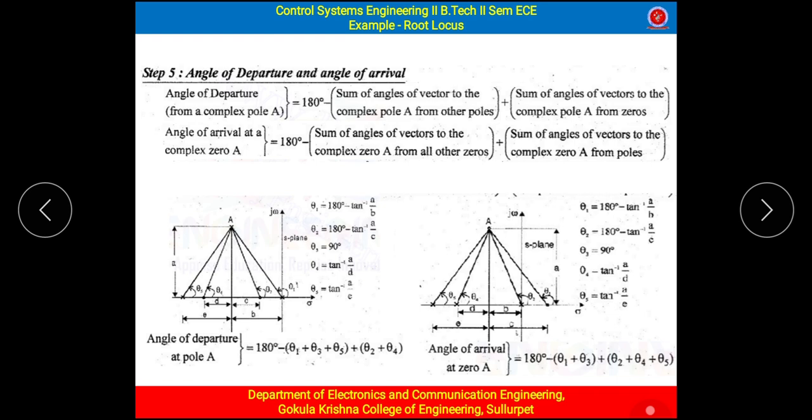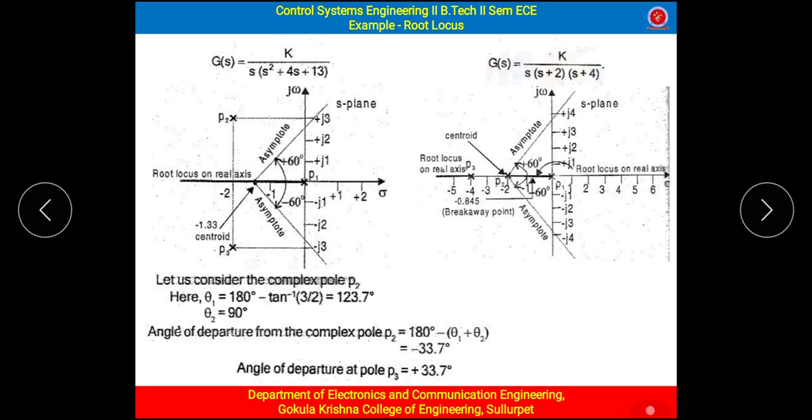Similarly, angle of arrival. In our examples, this is our first example. Here these are the 2 poles. Now let's consider pole 2, this particular pole. How many other poles are there? Here this is one pole as well as this is another pole. Now the angle associated with this particular vector, I have not plotted the vector. From P1 to P2 there is a vector. Let's assume that there is a vector. Now what is the angle associated with this?